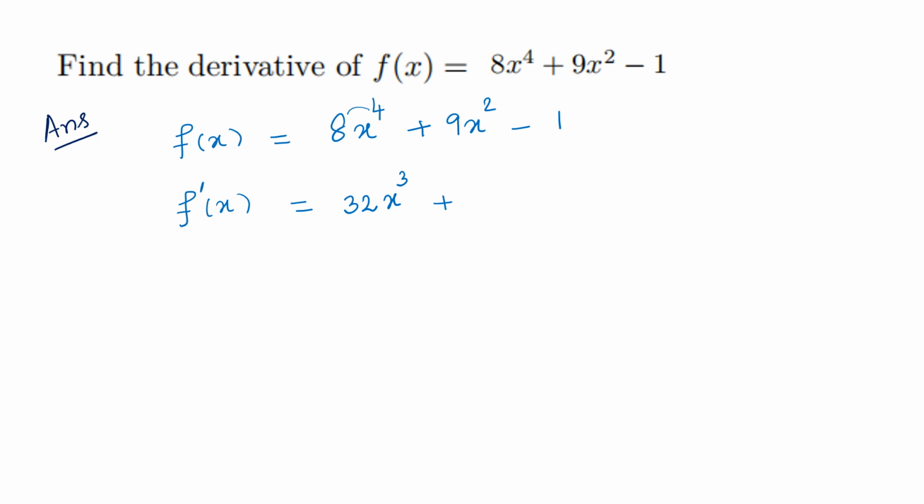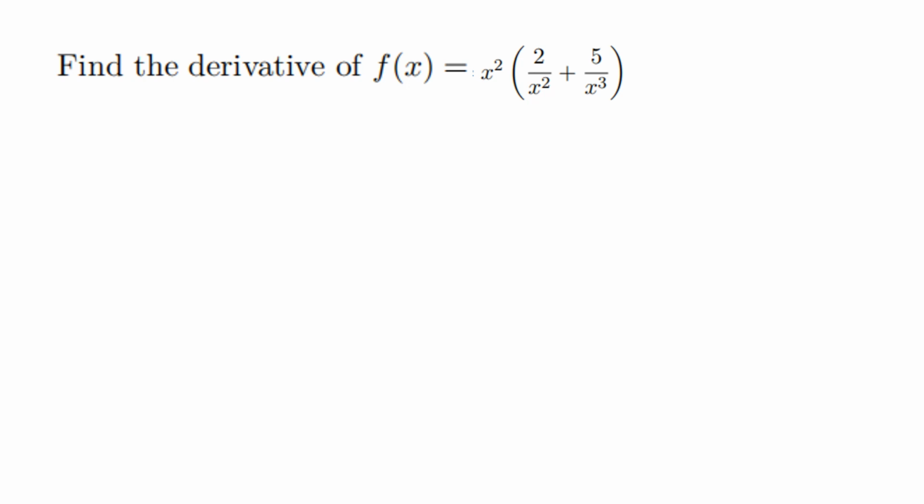So here plus, same idea. 2 and 9 I can multiply. So 2 times 9 is 18. x to the power 2 minus 1 is 1. x to the power 1 is x. Then minus 1, derivative 0, so no need to write that. This is our answer.